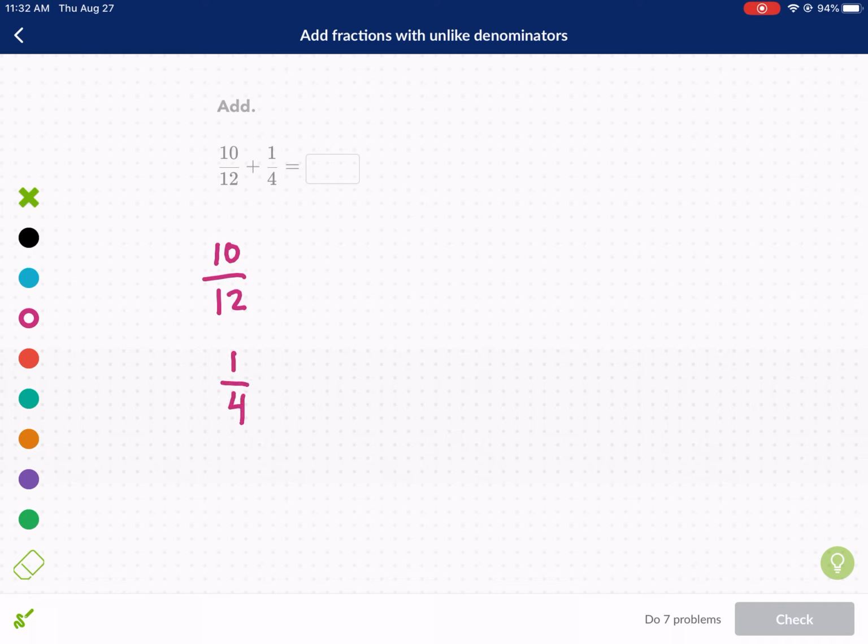I like stacking it like this personally. I feel like it helps with organization, and we have these bars here signifying that we need a common denominator here and here. We need to find numbers that both 4 and 12 fit into. What are they both multiples of? And we want to find the least, that means the smallest, common denominator.